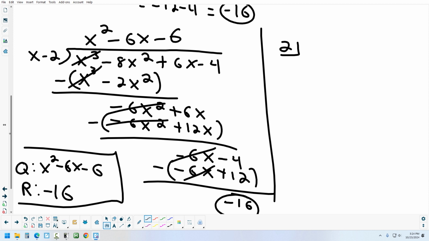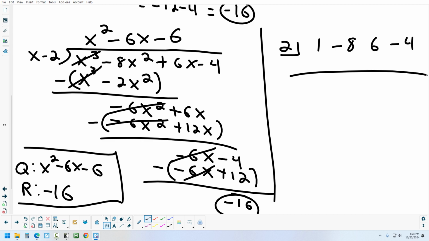Remember, these are from the original problem. They were given to us. 1, negative 8, 6, negative 4. Okay, so what's our first step with synthetic division?